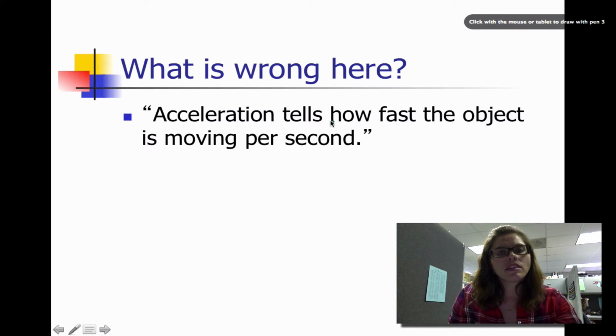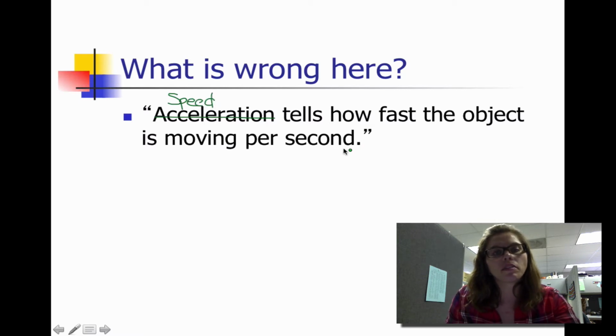Acceleration tells us how fast the object is moving per second. There's a couple of ways to fix this. You could say speed tells us how fast the object is moving per second. It would not be velocity, because what is one thing missing here that velocity needs? That's right, direction. You need a direction to have a velocity. So if we add direction, it would equal velocity.